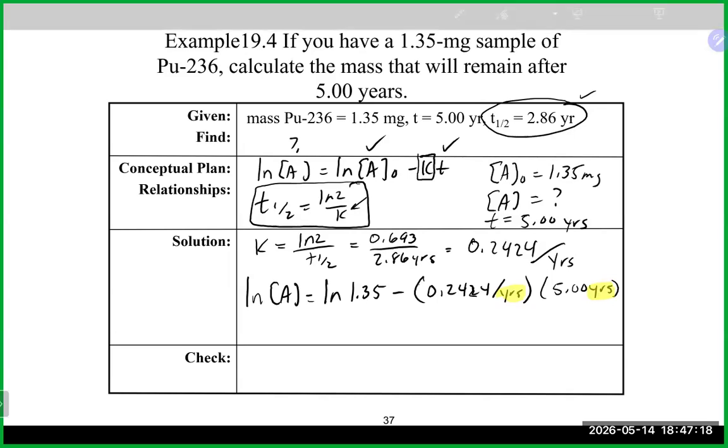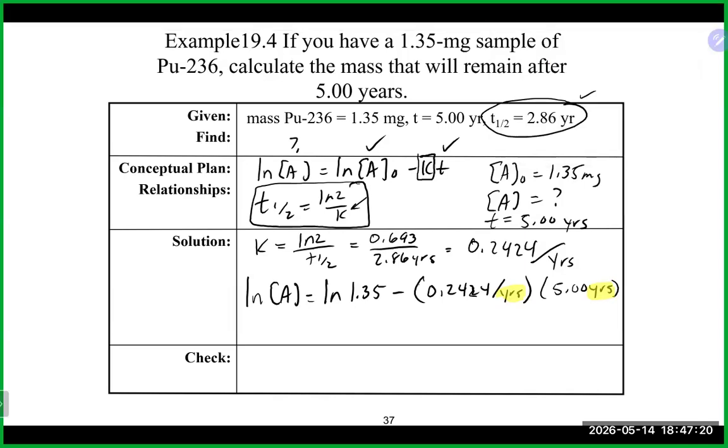So if we clean up everything on the right-hand side here, we'll take the natural log of 1.35, hit equals, we'll subtract, open up a parenthesis, 0.2424 times 5. That's going to get me a natural log of A equal to negative 0.911895. To get rid of the natural log, we're going to take e to both sides.